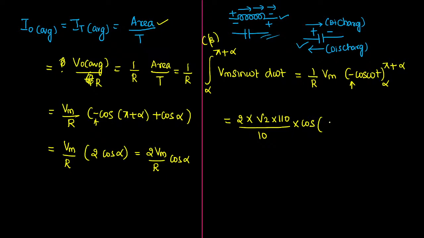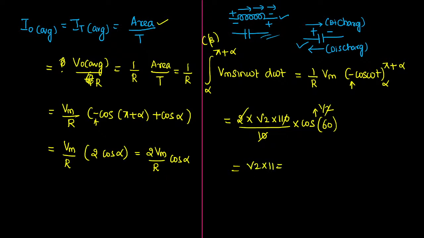Pi by 3 is 180 by 3, which is equal to 60 degrees. I hope cos 60 is simply 1 by 2. So you can replace cos 60 by 1 by 2. This 2 will get cancelled out and this 10 will get cancelled out. It will be root 2 into 11.